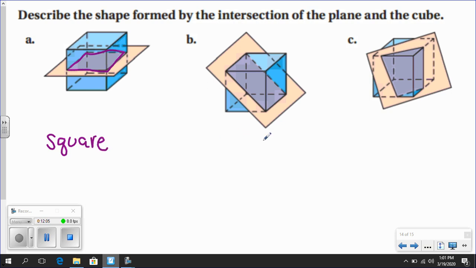For B, this plane creates this cross-section, and that is a rectangle. And finally, the cross-section here, we have this shape, and that is a trapezoid. I'm just going to put trap.